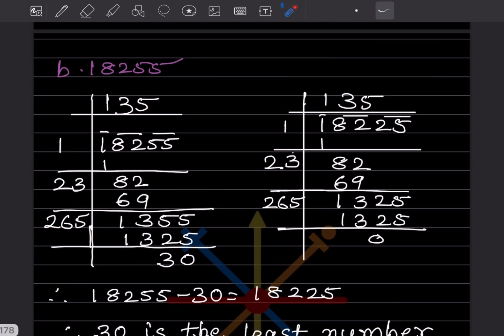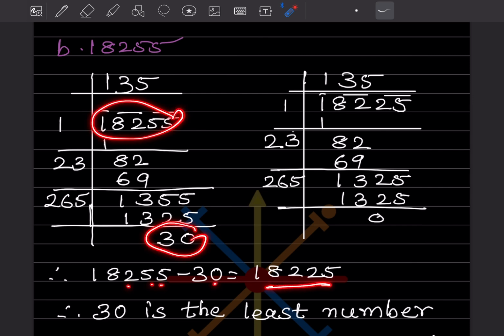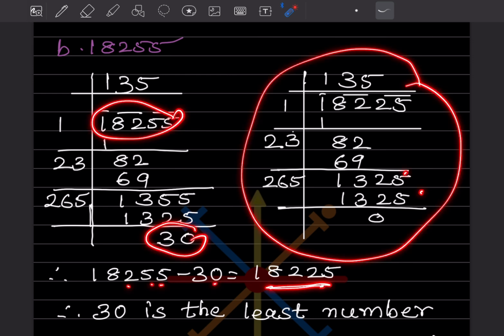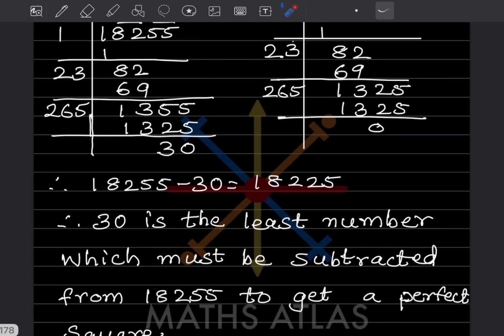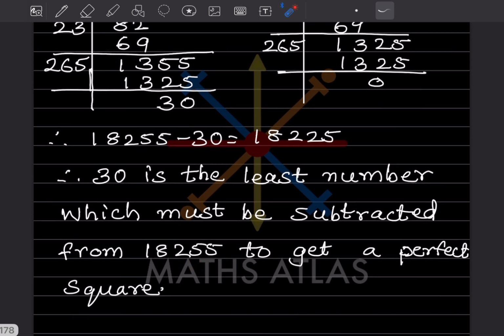So we can say 18255 minus 30, this from that, because the remainder is 30, so 18225. So this is just to see whether it's a perfect square, I have done here. So when you do, you get 0 means this is the perfect square. So we can say this 30 is the least number which must be subtracted from 18255 to get a perfect square.